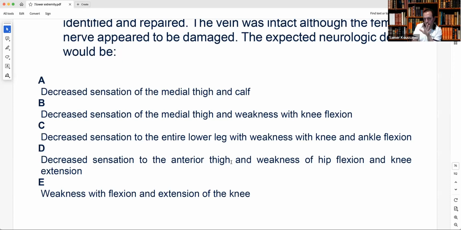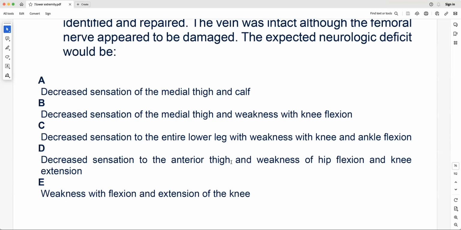So this is wrong. Decreased sensation to the anterior thigh and weakness of hip flexion and knee extension. Yeah, and it makes sense. This is the right answer, anterior compartment thigh muscle. Okay, and E? Weakness of the flexion and extension of the knee. Okay, you see, flexion of the knee is always a posterior compartment, so it's not.